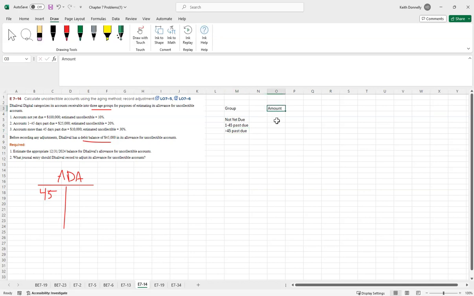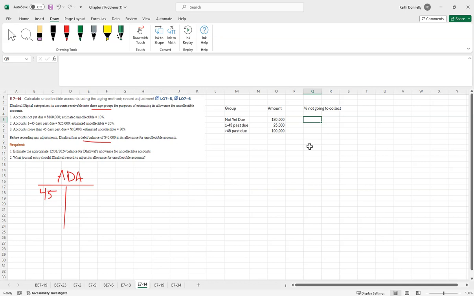Right, we basically look at all our accounts receivable and we put them in the buckets here. So it says accounts not yet due, 180,000, estimated percentage of uncollectability, 10%. So we've got 180,000, and then for these, 25,000 and 10,000. Then they tell us the percentage, the likelihood we're not going to collect on it.